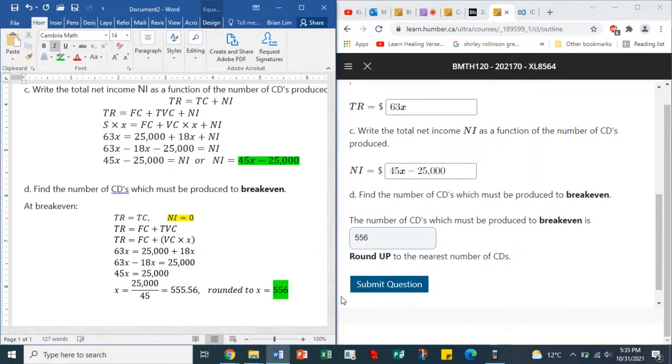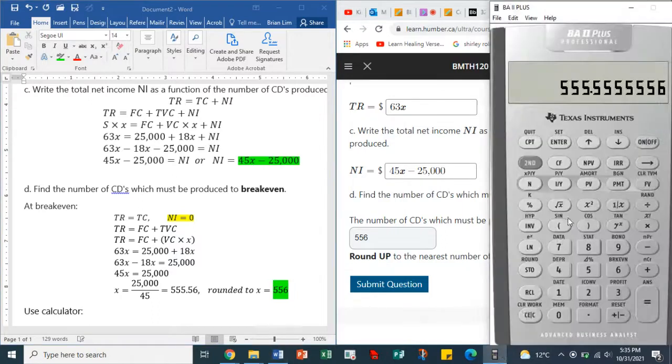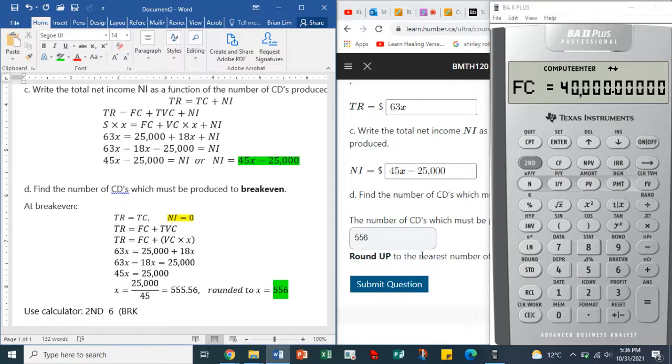Now, if we want, we could use the calculator, which would be a lot easier. So what happens with the calculator? We go second and we go to 6. You see, break-even, BRK, EVN. So second, and that would give us BRK EVN.